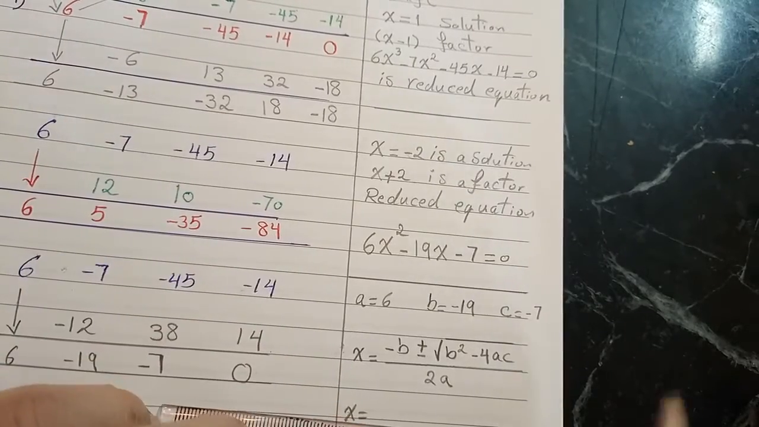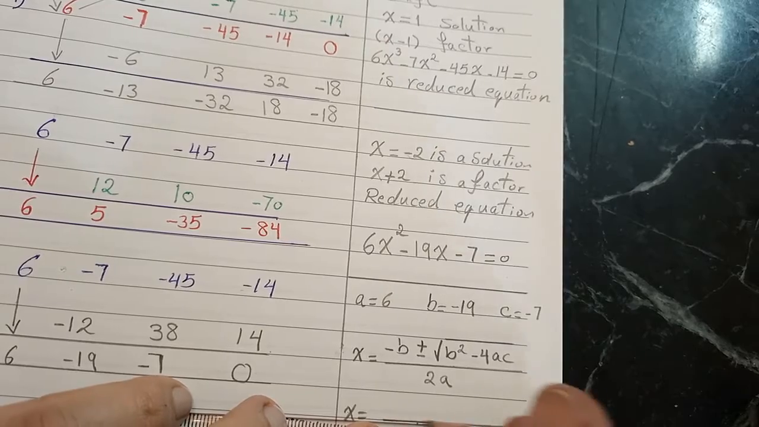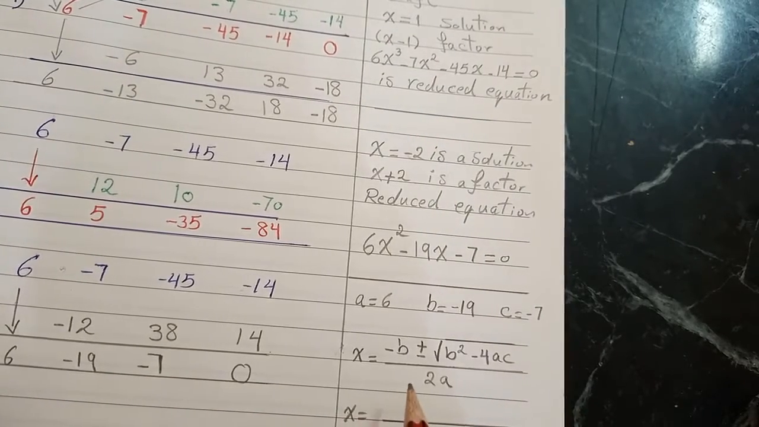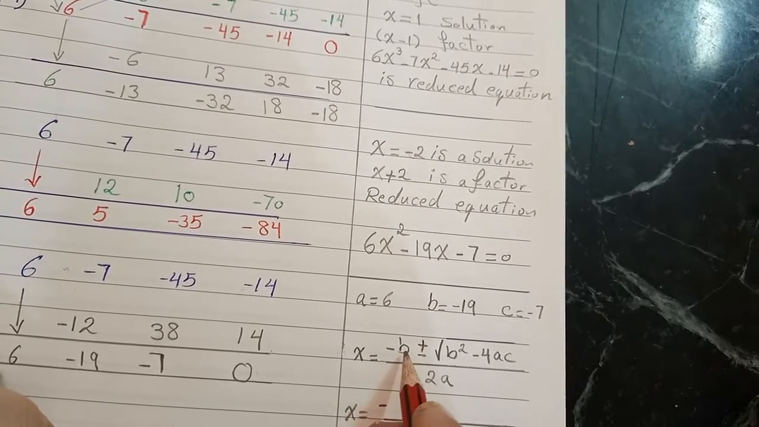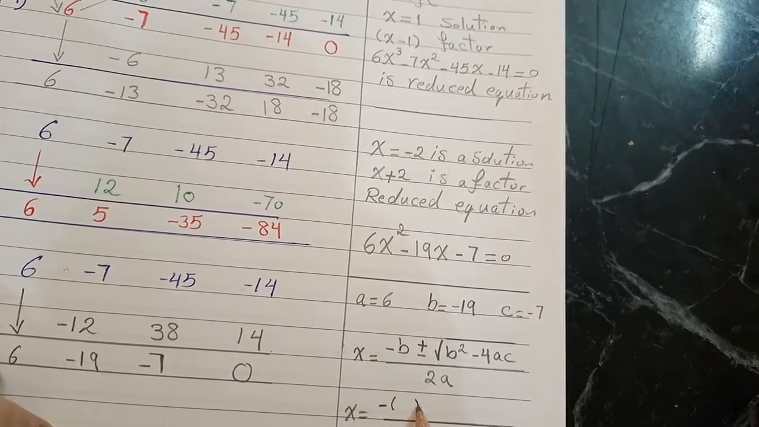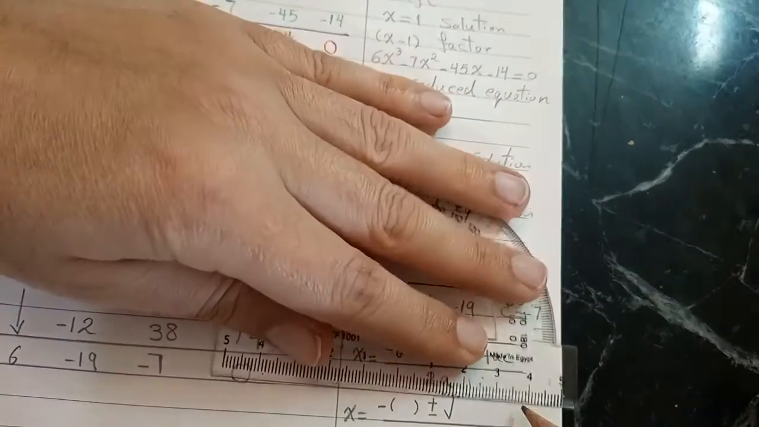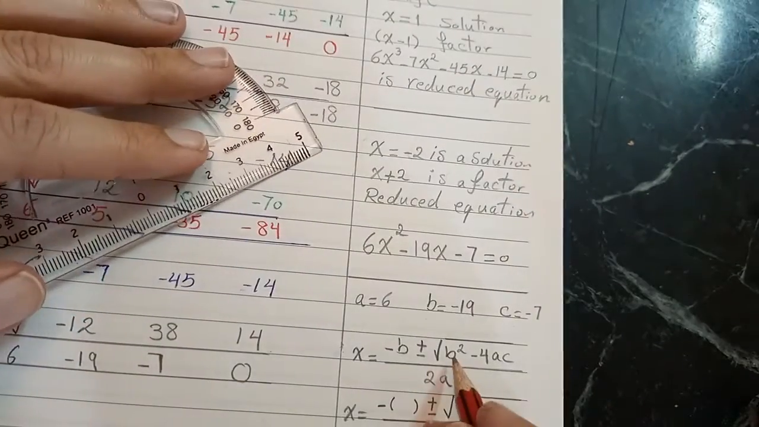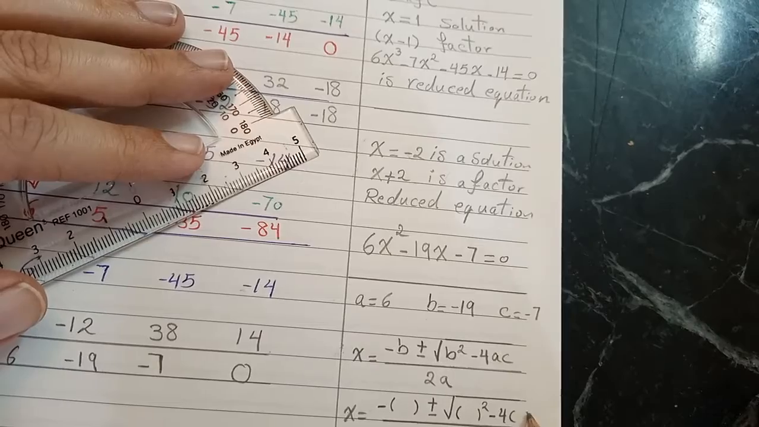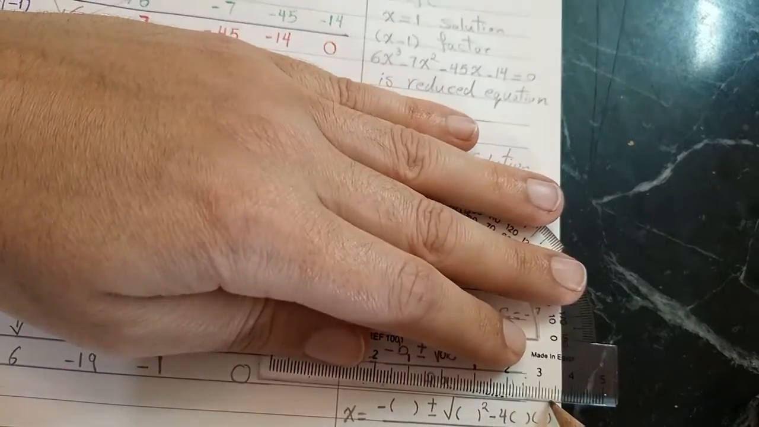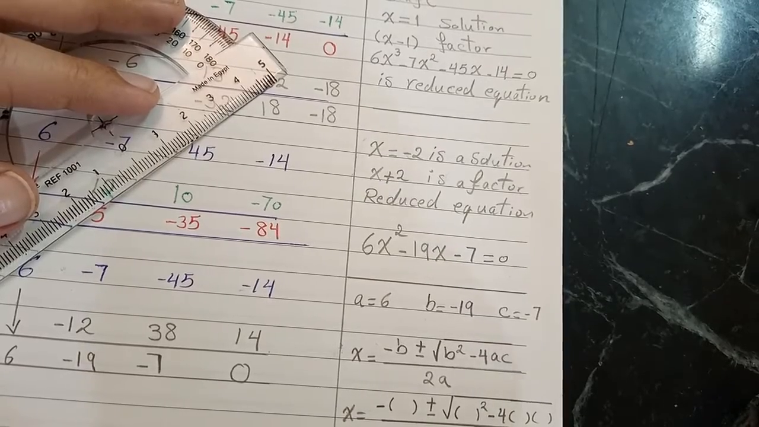X equals, replace every letter by an empty bracket and keep the rest of the stuff as they are. So this negative stays negative as it is. This b becomes empty bracket plus or minus square root. This b becomes empty bracket minus 4 times another empty bracket, empty. All of them are under the square root. Then 2 times an empty bracket.